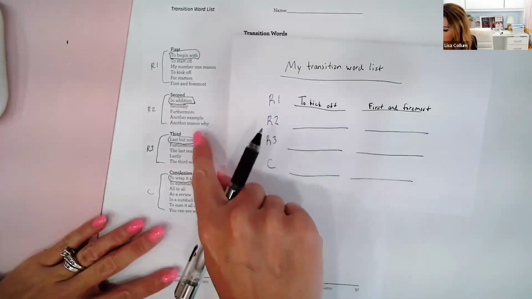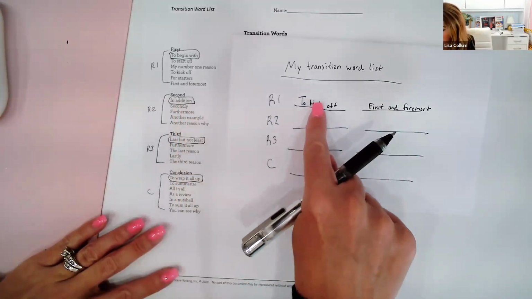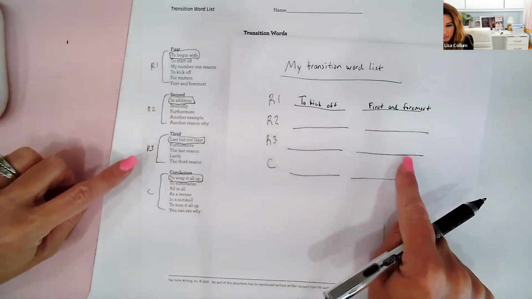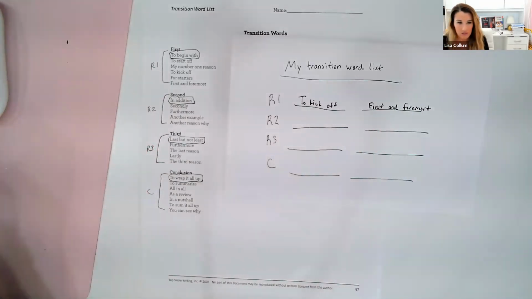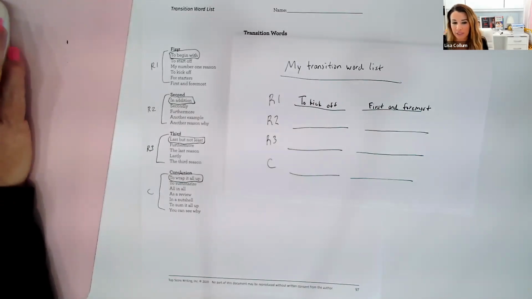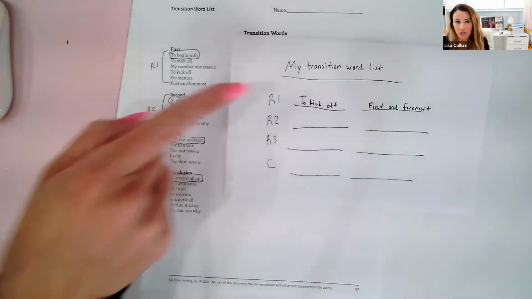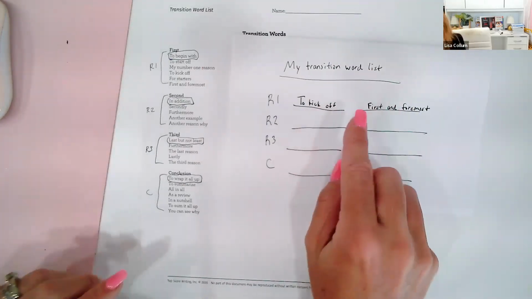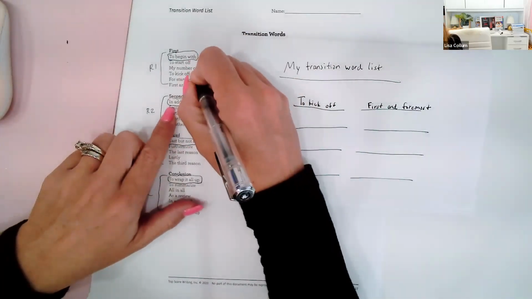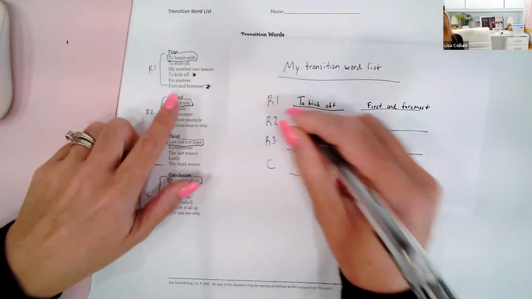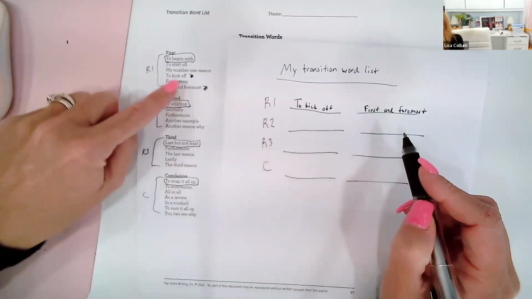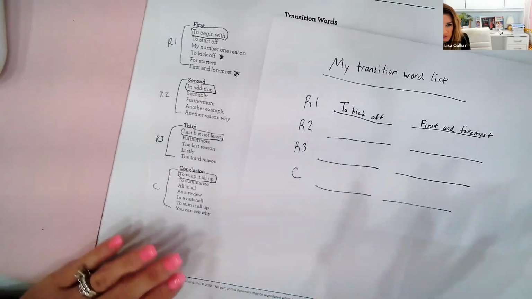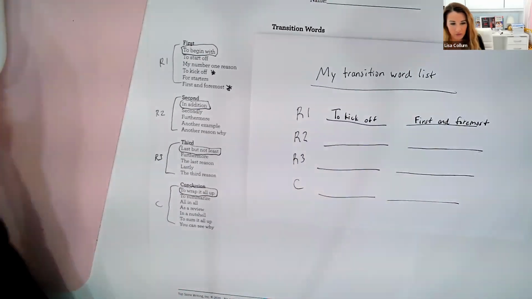Now I want you to pick your favorite 2 for R1, your favorite 2 for R2, your favorite 2 for R3, and then your favorite 2 for C. So go ahead and work on that. I'll give you about 3 or 4 minutes and then we'll come back. So make sure you fill out, just pick 2 that you like from R1, put it here. You can see I chose, I'll put a little asterisk. I chose these 2. That's why I wrote them there. You choose your 2 and then choose 2 from here, 2 from here, and 2 from here, and write them on your transition word list. Okay, go ahead and work on that for me.